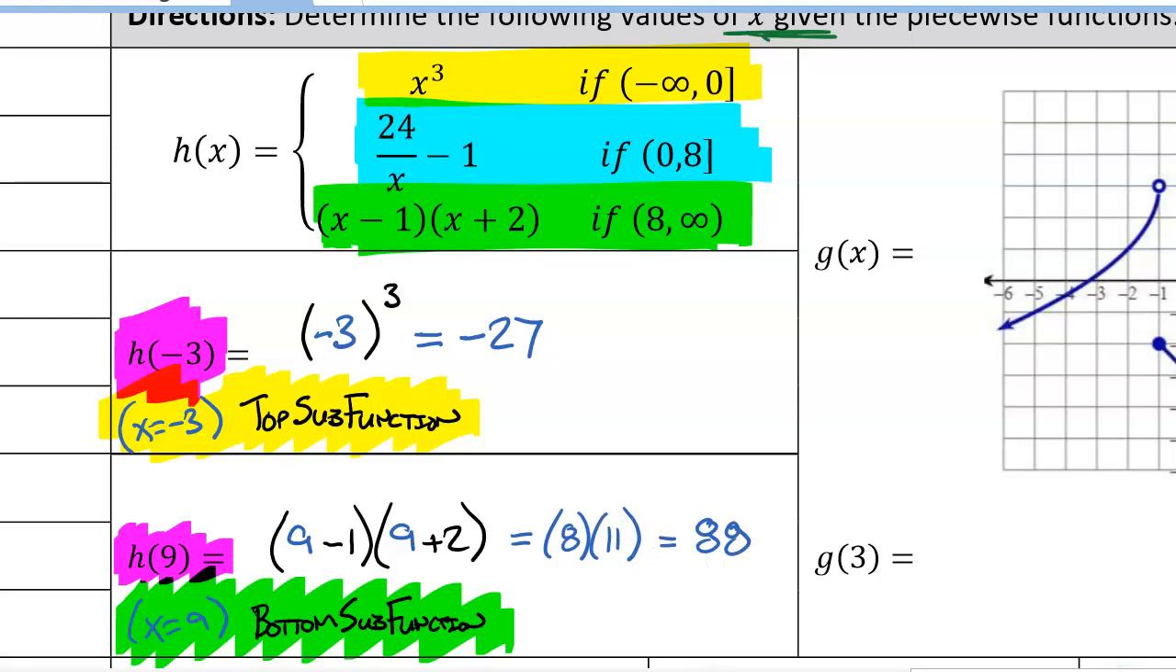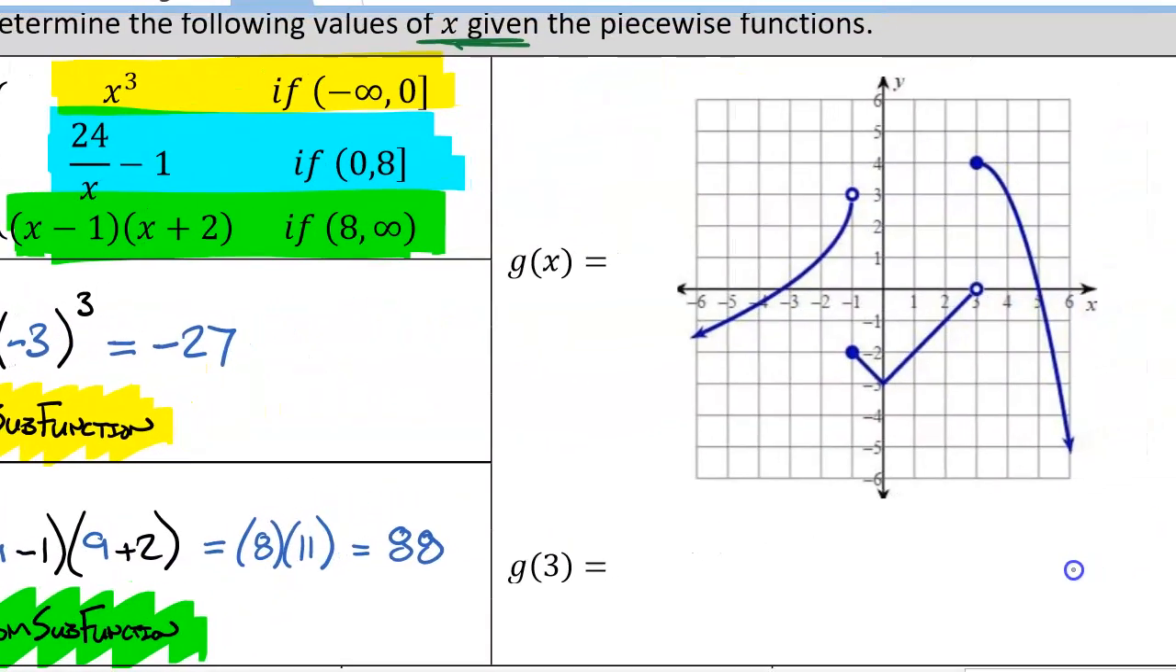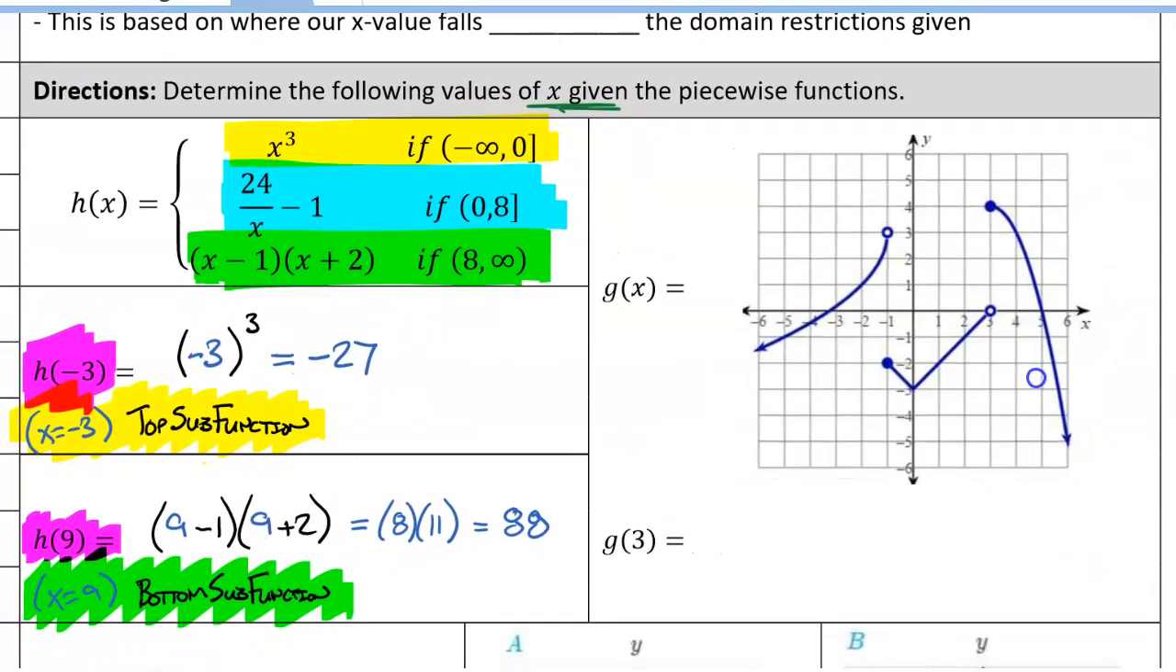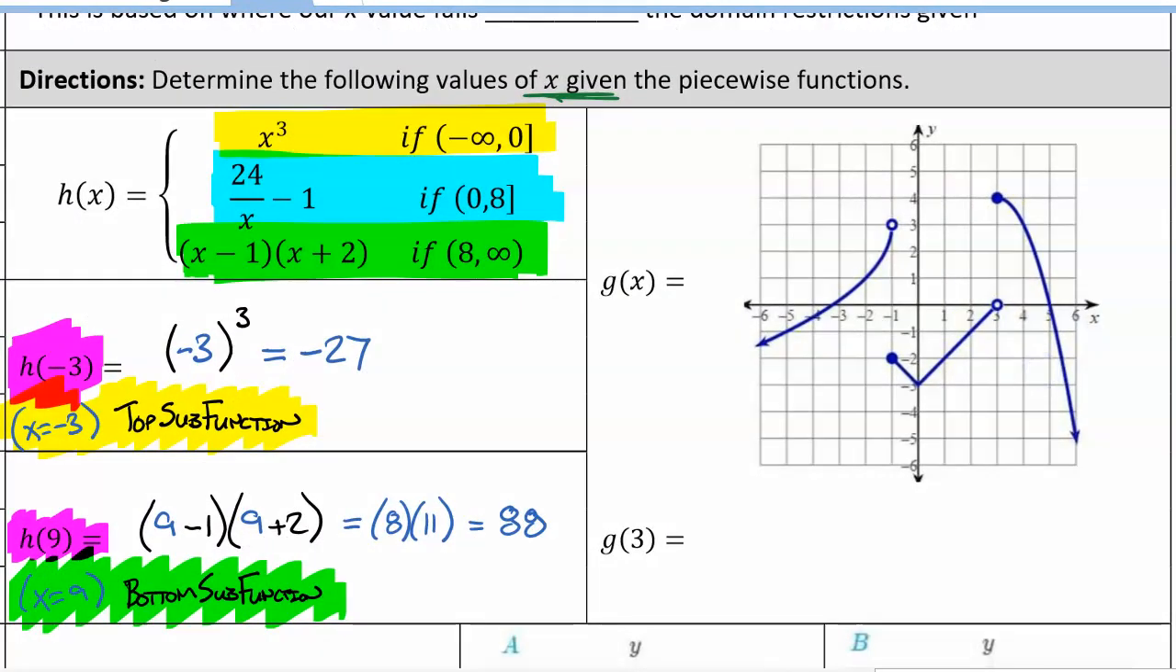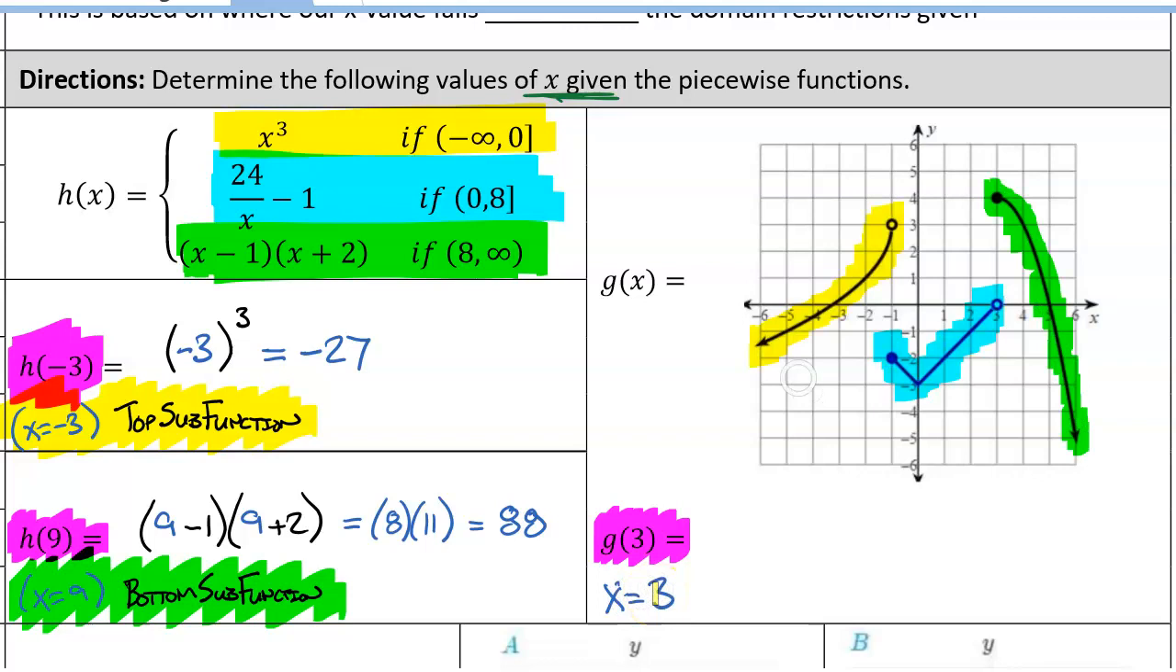Now, the other way that this question can be asked is, instead of giving you the equation like we did with h of x, I could give you the graph of the piecewise function and have you pull out the y values from the graph. So g of 3 means that x is equal to 3, and we need to determine where x equals 3 falls in with this graph. We have 3 subregions here: the yellow portion of the graph, the light blue, and the green. Where is x equal to 3?